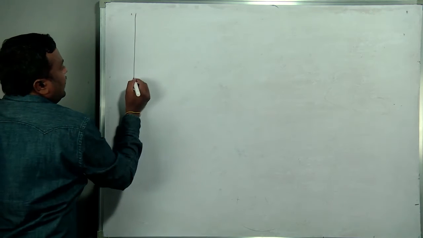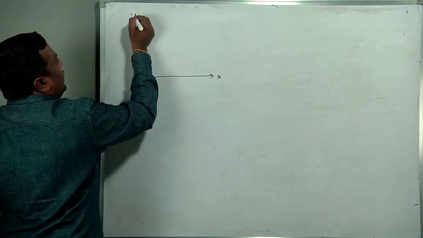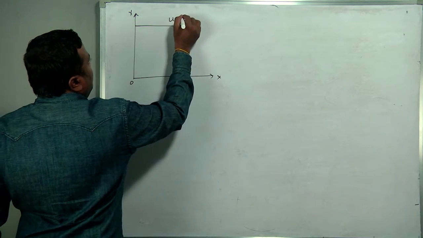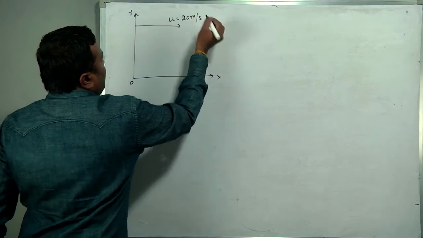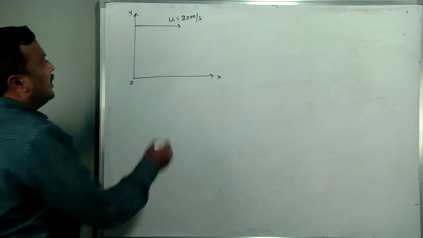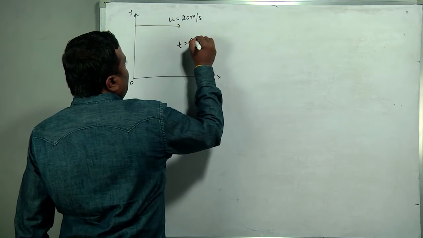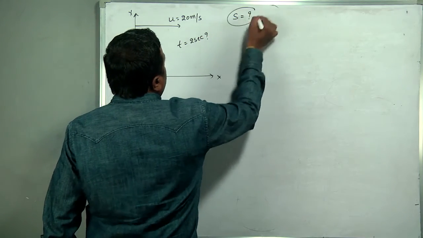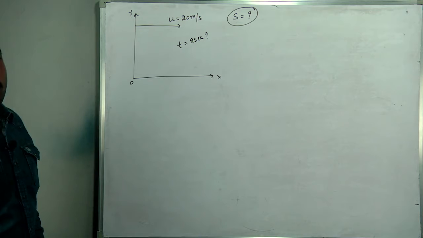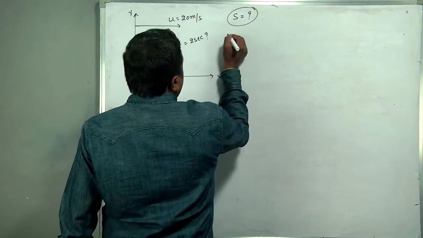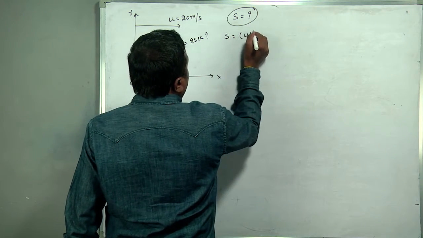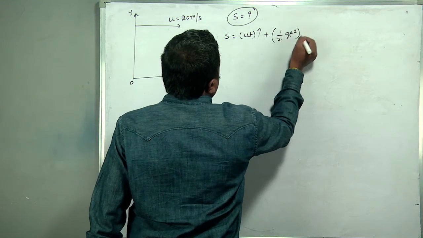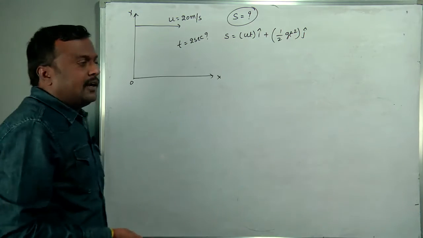See, one simple example. Suppose this is a horizontal projectile. A projectile was projected with an initial velocity 20 meter per second along horizontal. After time t is equal to 2 seconds, what is its total displacement? He asked, what is its total displacement? Total displacement is nothing but what I said, ut i cap plus half g t square j cap. This only we derived now.